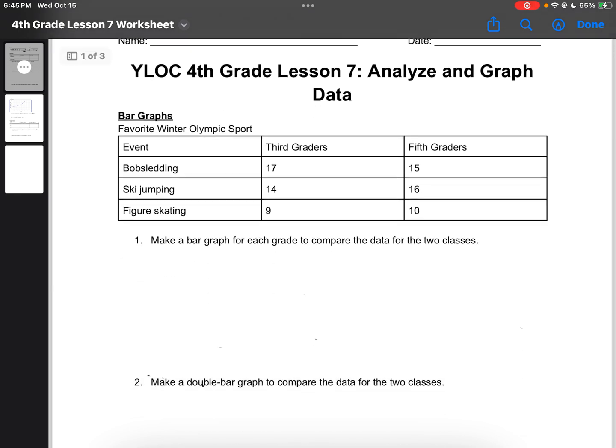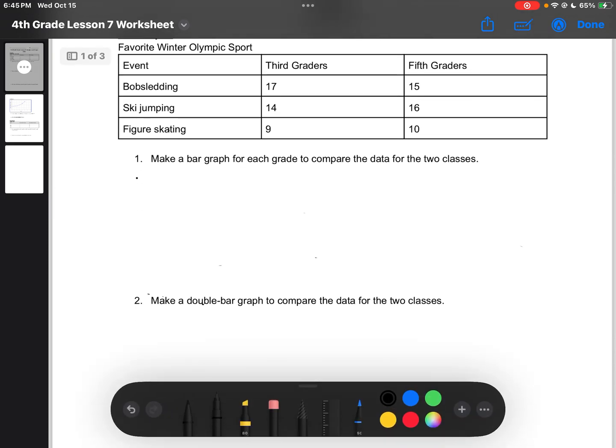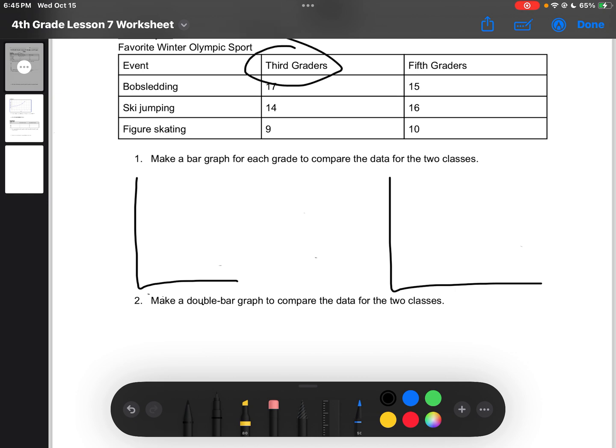Number 1, make a bar graph for each grade to compare the data for the two classes. Let's create a bar graph. For the two classes, we'll need to create two. The first class is 3rd graders. For a bar graph we need a label. I can't really write well, so I'll just tell you the labels and you can write it down on a piece of paper.